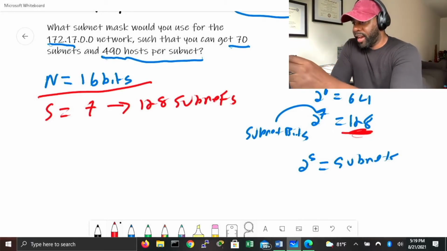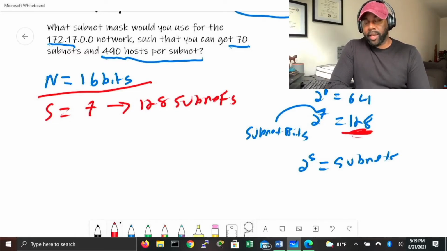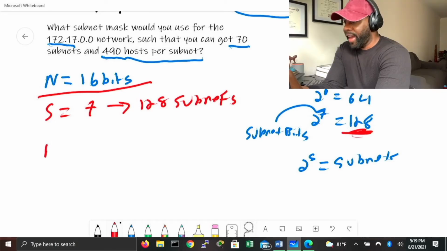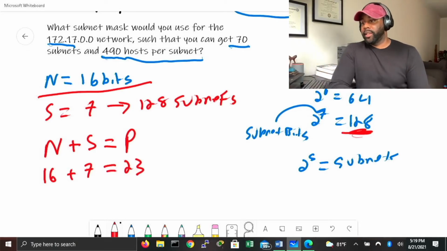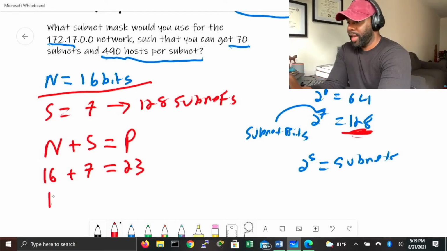Now, we needed to have 490 hosts per subnet. The rest just fills itself in, because N plus S gives you your prefix, right? That makes sense. Boom. So 16 plus 7 is equal to 23. Now, we know that an IP address is 32 bits, so now we can just do H is equal to 32 minus P.